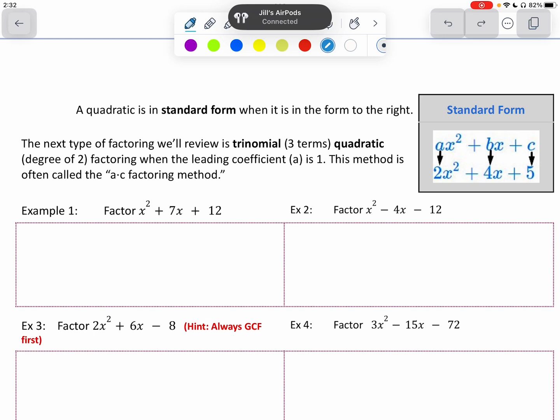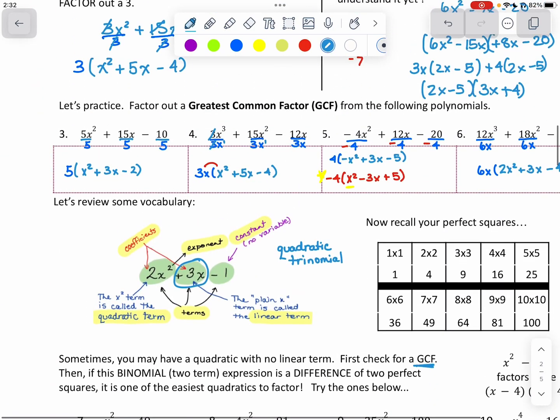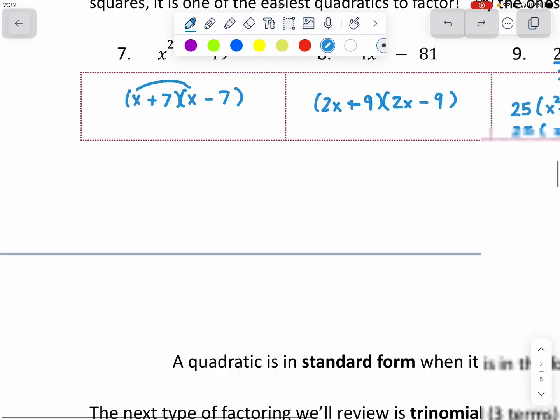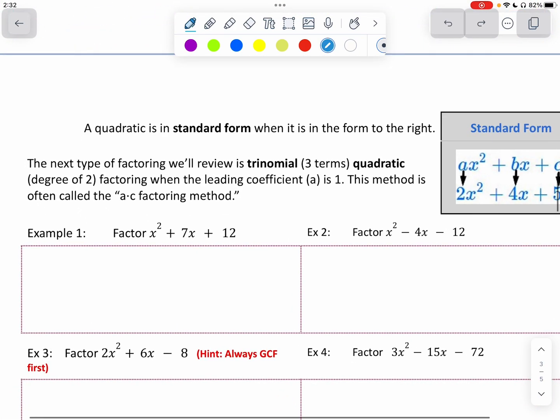In this section, we're going to look at factoring a quadratic in standard form only when the leading coefficient is 1. So remember, we talked back here about how these are the coefficients. The highest exponent term is called the leading term, and then the coefficient in front of the leading term is the leading coefficient. So we're looking at examples where the leading coefficient is 1. We're going to look at it using what's called the AC method.